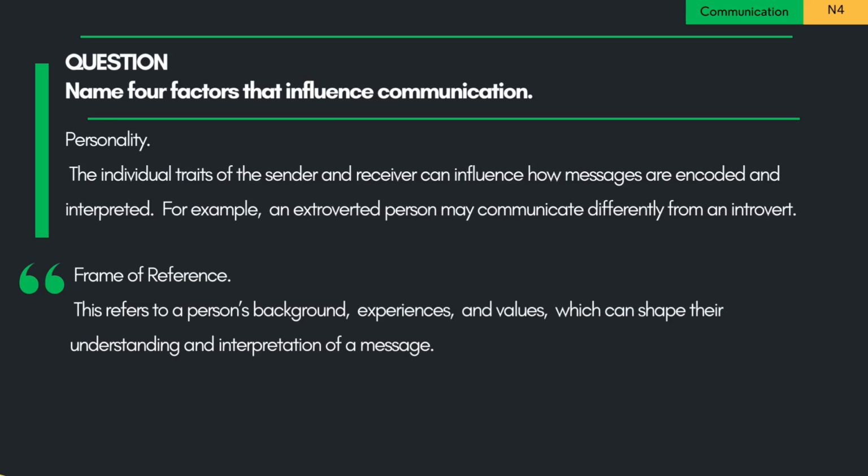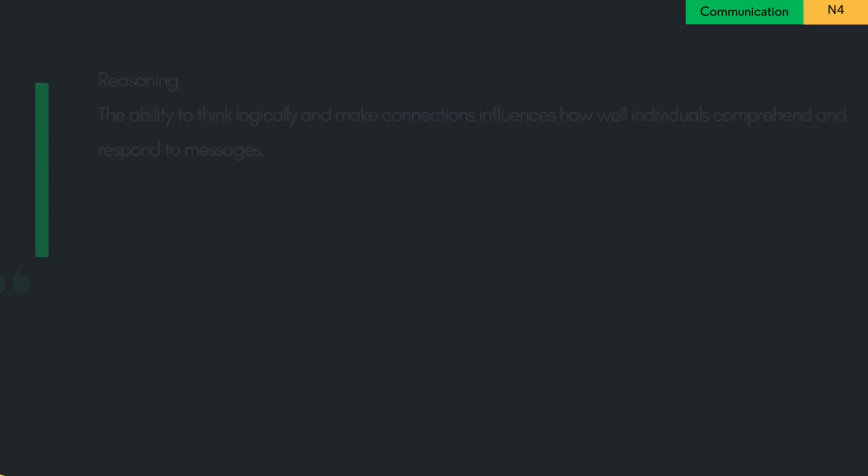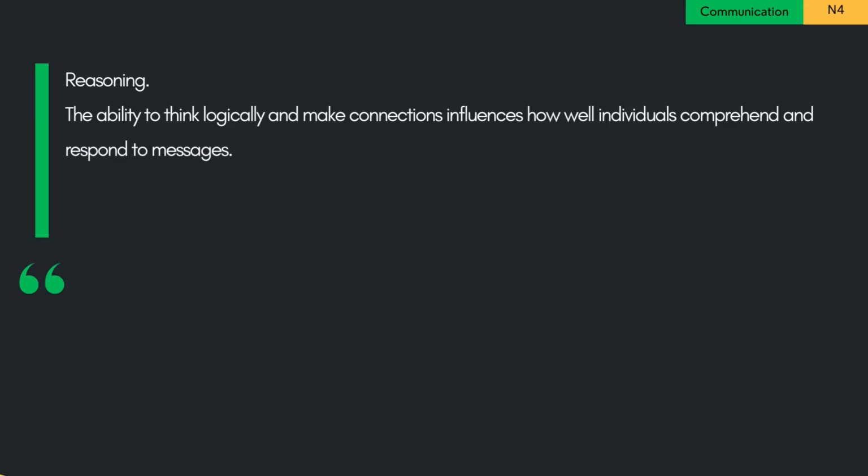2. Frame of reference. This refers to a person's background, experiences, and values, which can shape their understanding and interpretation of a message. 3. Reasoning. The ability to think logically and make connections influences how well individuals comprehend and respond to messages.